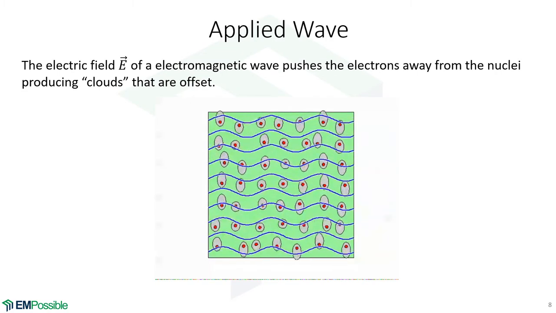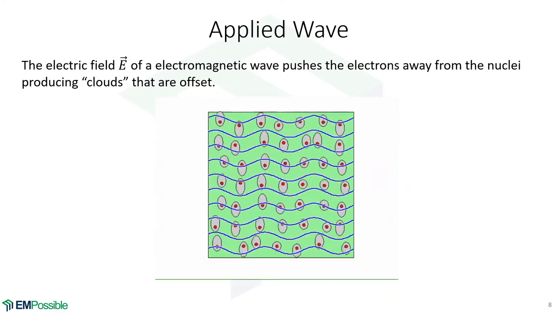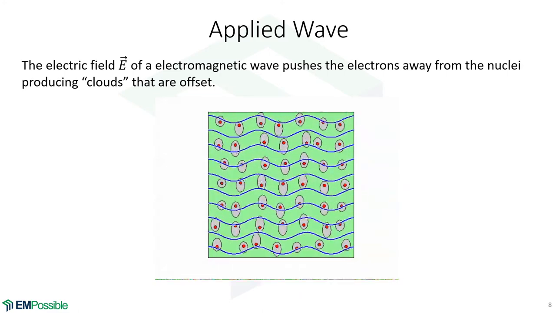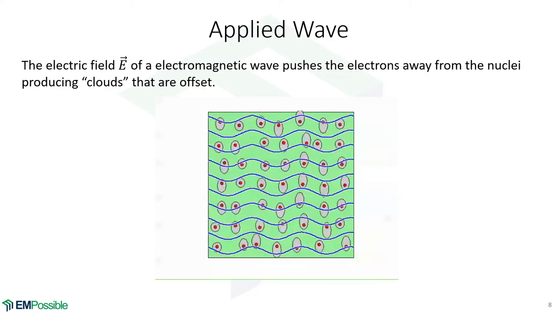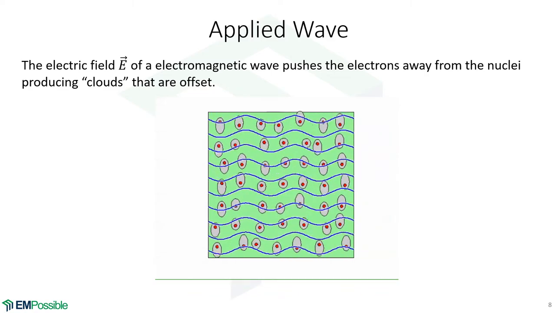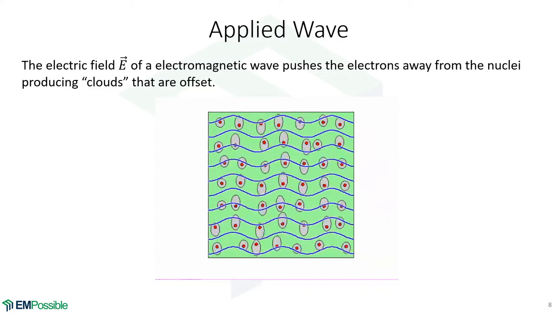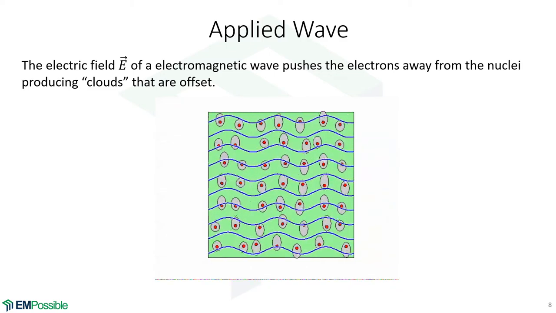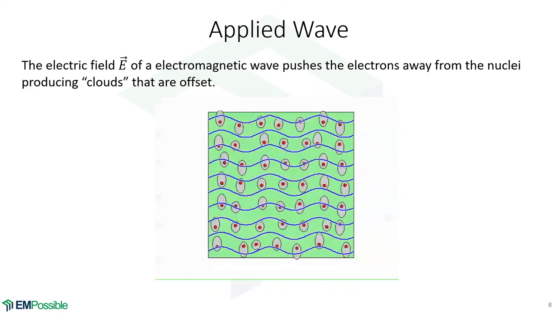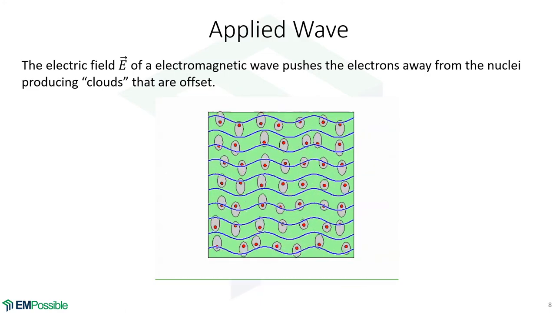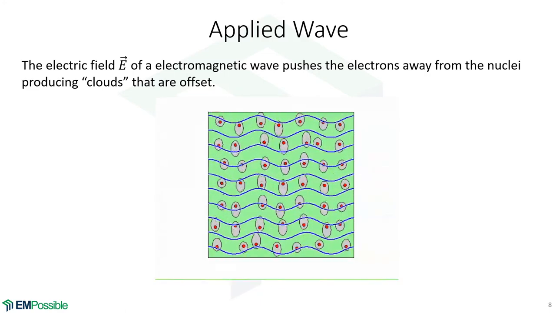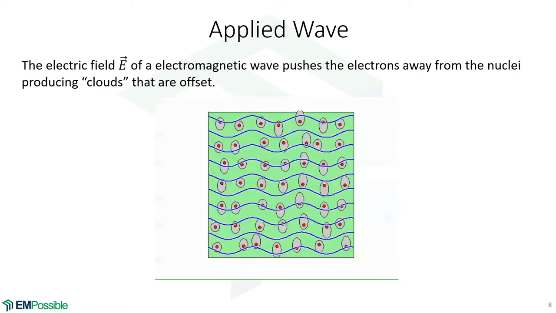Now we apply an electric field to this medium. And an electric field puts a force on charges. And that has the effect of pushing nuclei in one direction because they have a positive charge, and the electrons in another direction because they have a negative charge. So this displaces the electron clouds away from the nuclei. And we get an electric dipole when that happens.